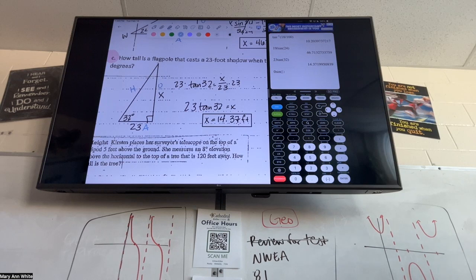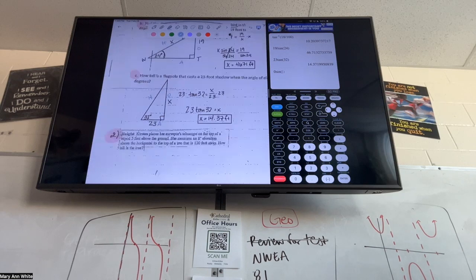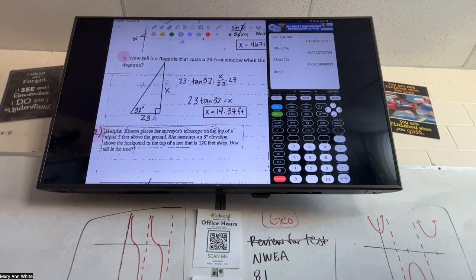All right, we're gonna do one more on this page. This one has a little bit of a curveball. It says a person places her surveyor's telescope at the top of a tripod 5 feet above the ground. She measures an 8-degree elevation above the horizontal to the top of the tree that is 120 feet away. How tall is the tree?